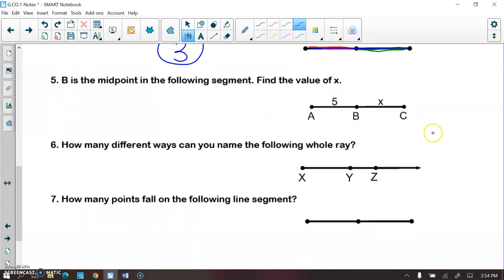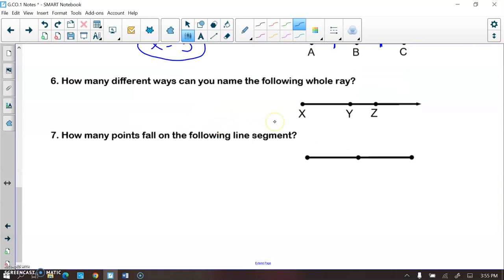B is the midpoint in the following segment. Find the value of x. Midpoint means that the length of AB and BC would be equal. So since the length of AB is 5, BC would be 5, which means x is 5.